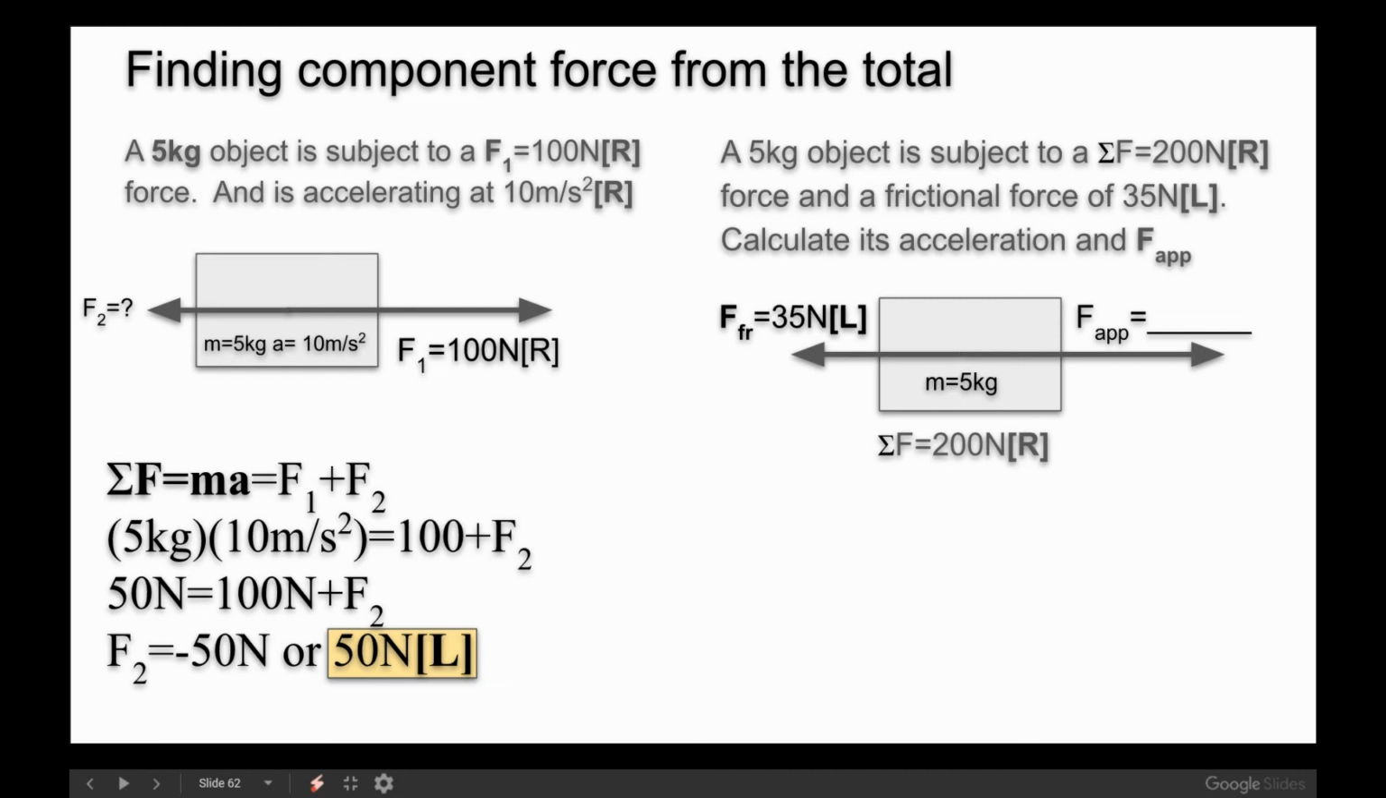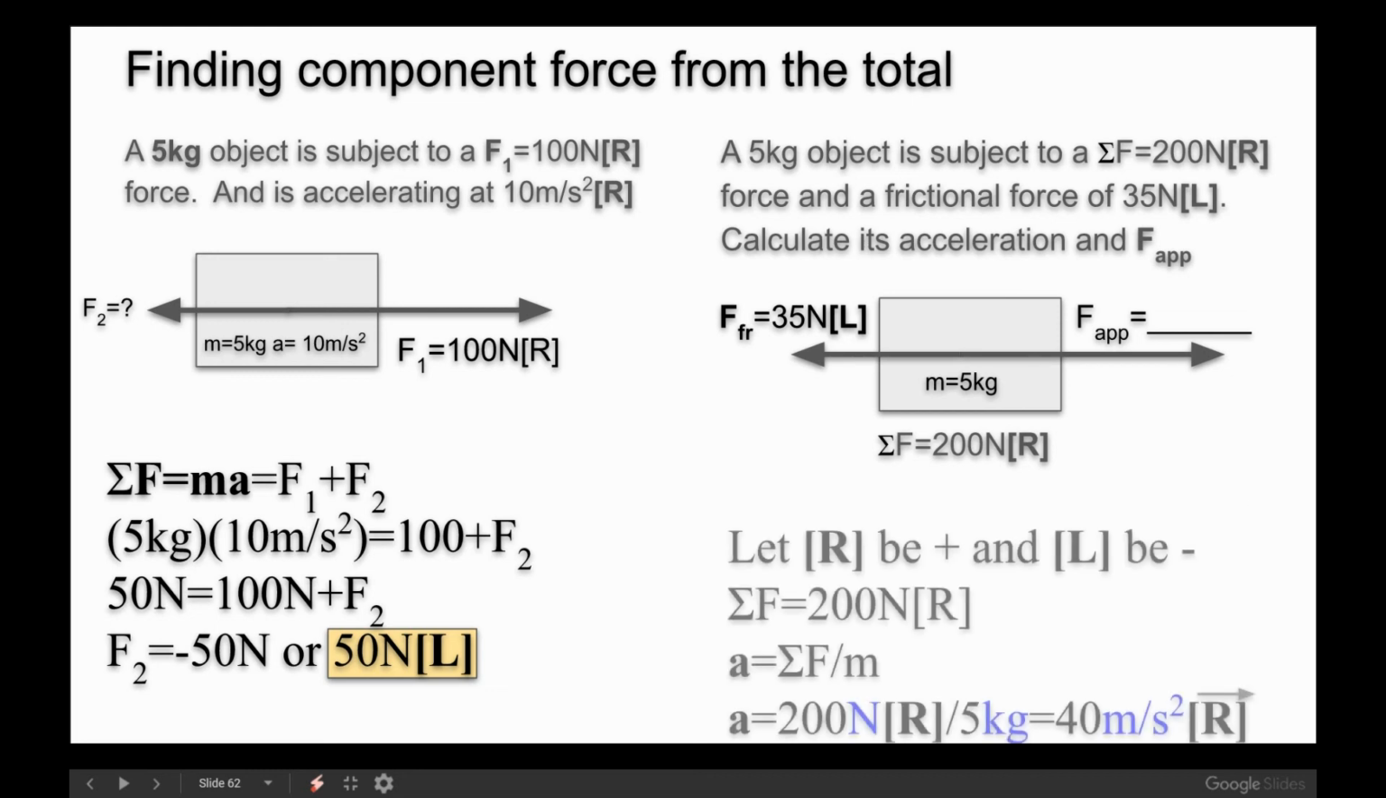Learn it like you learn the English language. You just pick up words as you go. So the applied force would be what we would have called F1 and F2 before. Doesn't matter. Since we know the total force, we can work backwards and calculate the acceleration. We'll decide that right is positive, left be negative. The sum of force was given at 200 newtons to the right, so the acceleration of this object should be sum of force over mass. 200 newtons to the right over 5 kilograms gives us 40 meters per second squared to the right.